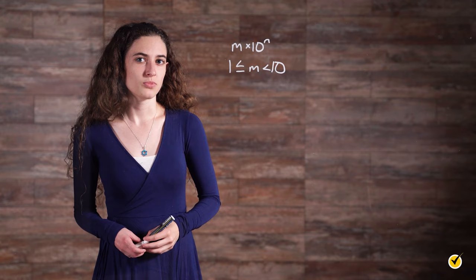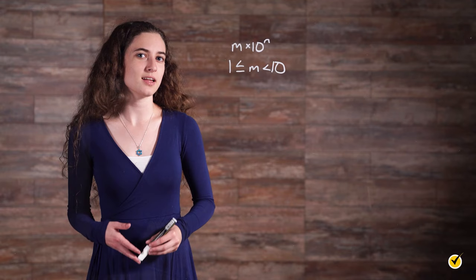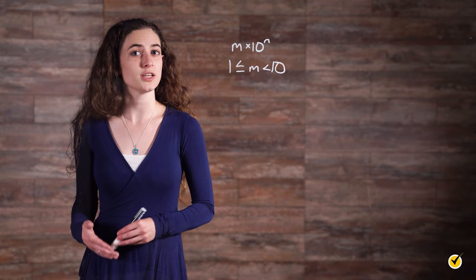Why 10? Our number system is based on 10, and each place value is 10 times the previous place value. 10 equals 10 ones, 100 equals 10 tens, etc.